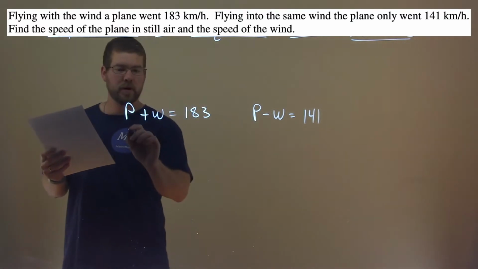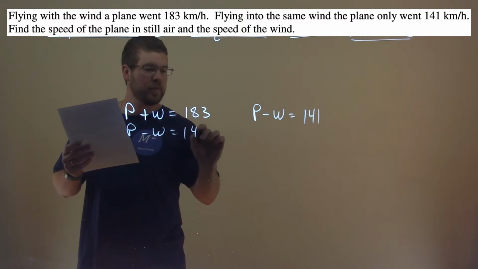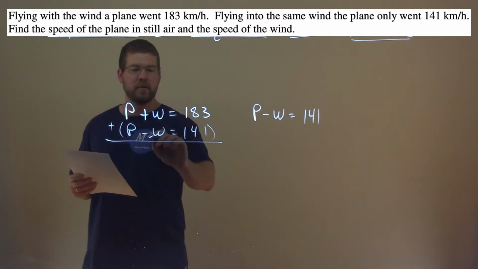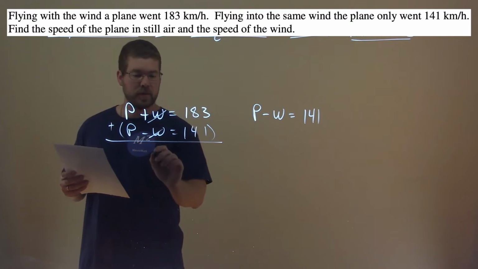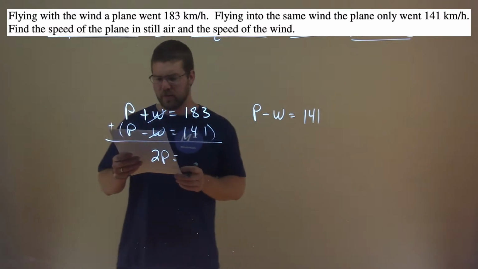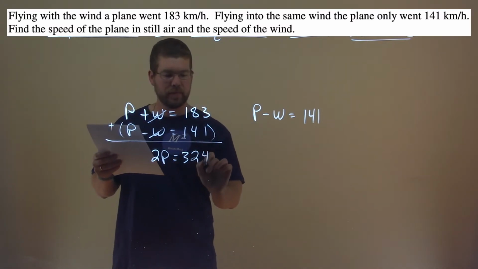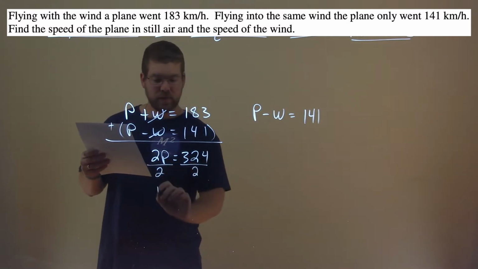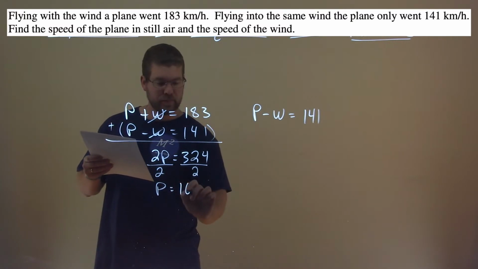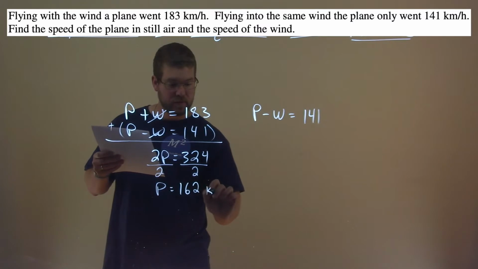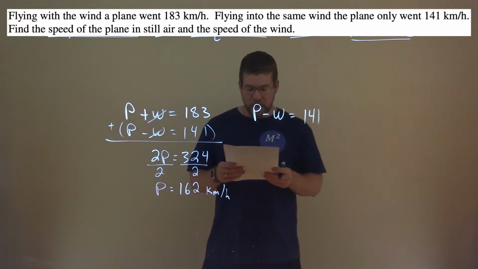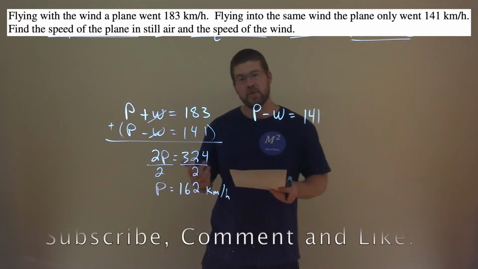So we're going to use elimination. I'm going to bring it over here. P minus W equals 141. And actually, we're just going to add these two equations. By adding them, the variable W will cancel, and we're left with P plus P, which is 2P. Don't forget that. I bet you a lot of people will. But don't forget that part. And 183 plus 141 is 324. Divide both sides by 2, and P equals 324 divided by 2, which is 162. And that's kilometers per hour. So the plane's base speed is 162 kilometers per hour, which makes sense because it's between these two speeds, with the wind and against the wind.